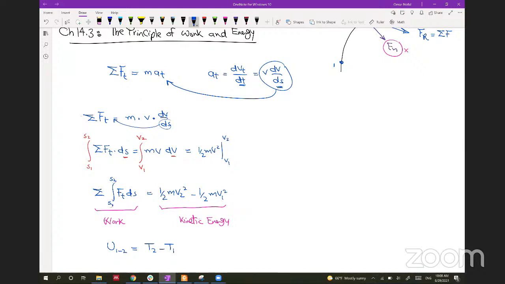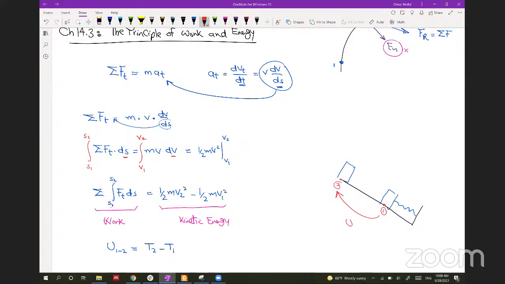So for example, we can take the example from the last one. We have the body here, and it has a spring here, and it came here. So there is some work exerted on this body to move from point 1 to point 2.